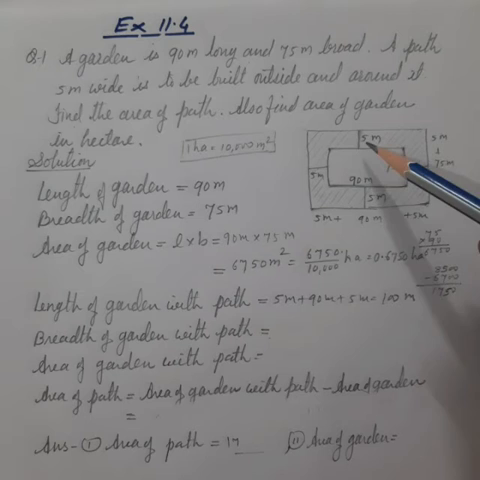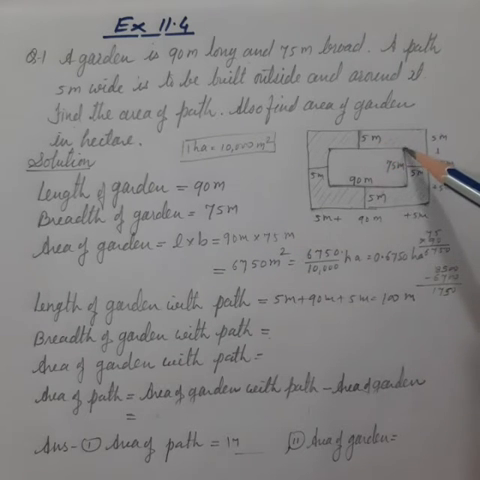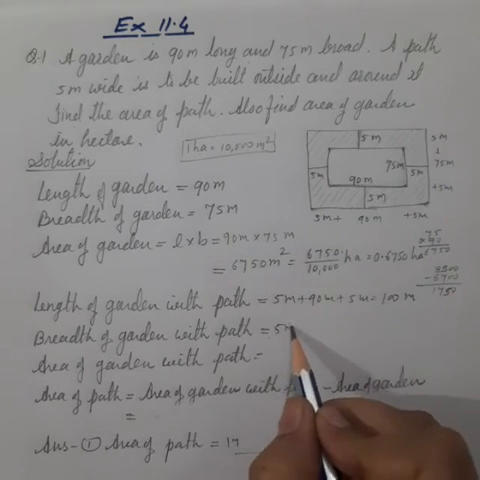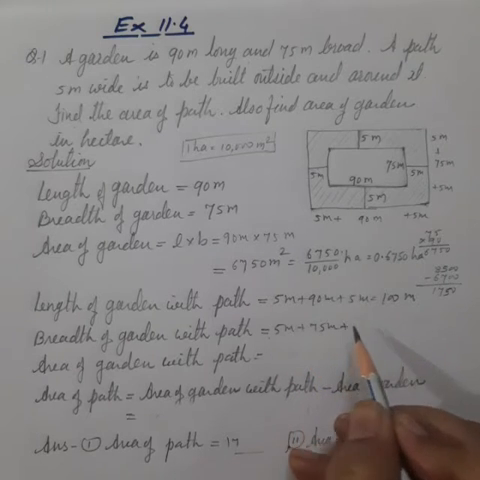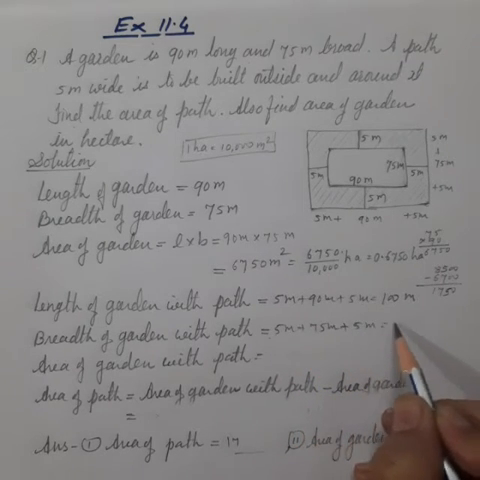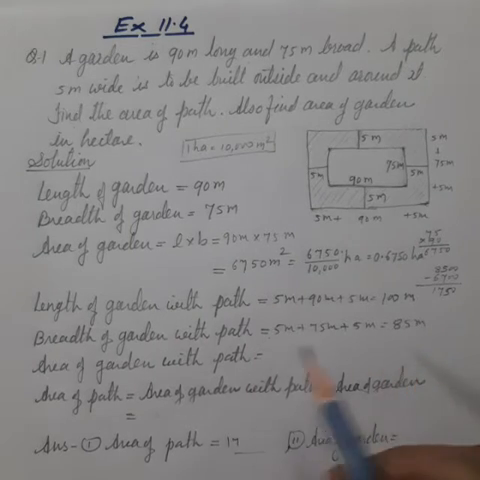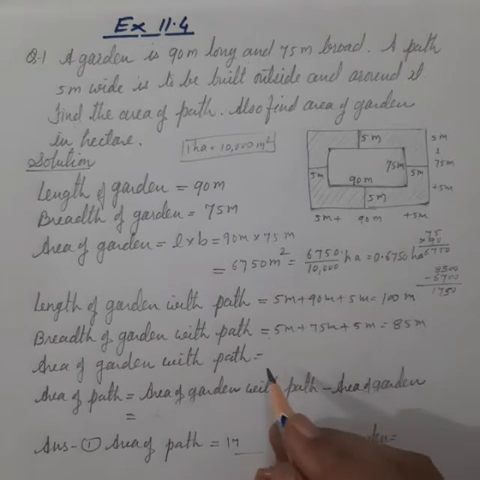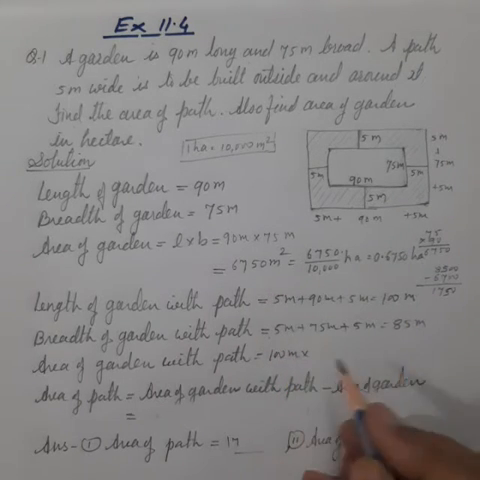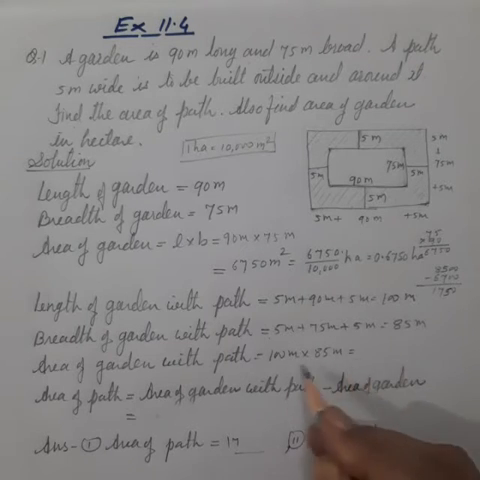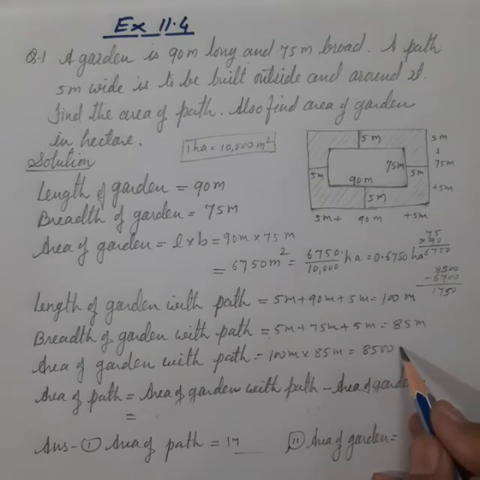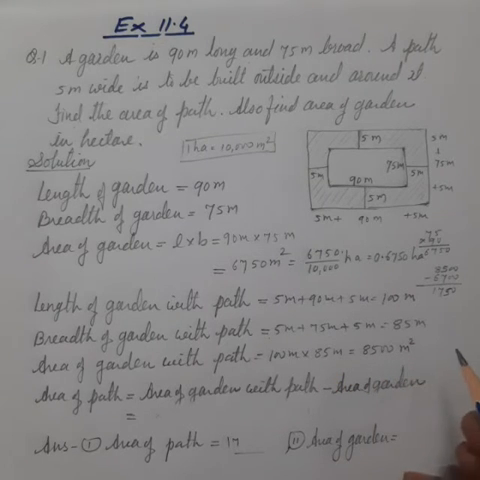Now breadth. Again width of path is 5 meters. This is 75 meters and this is 5 meters. So the breadth of the outer rectangle we get 5 meters plus 75 meters plus 5 meters. We get here 85 meters. Now area. It is in rectangular shape, so area is length into breadth. Length is 100 meters, breadth is 85 meters. Multiply 85 into 100, we get 8500 meter into meter, square meters.